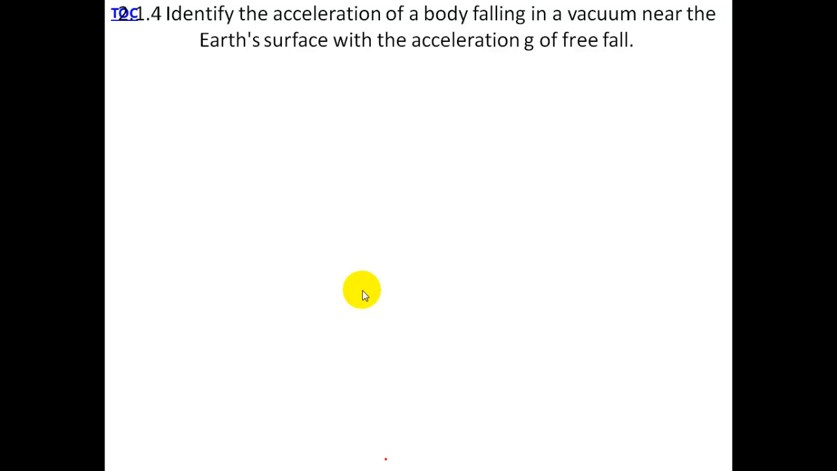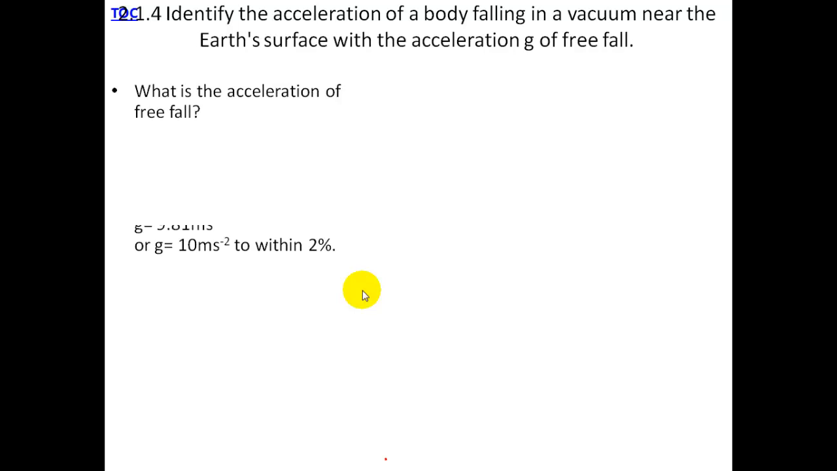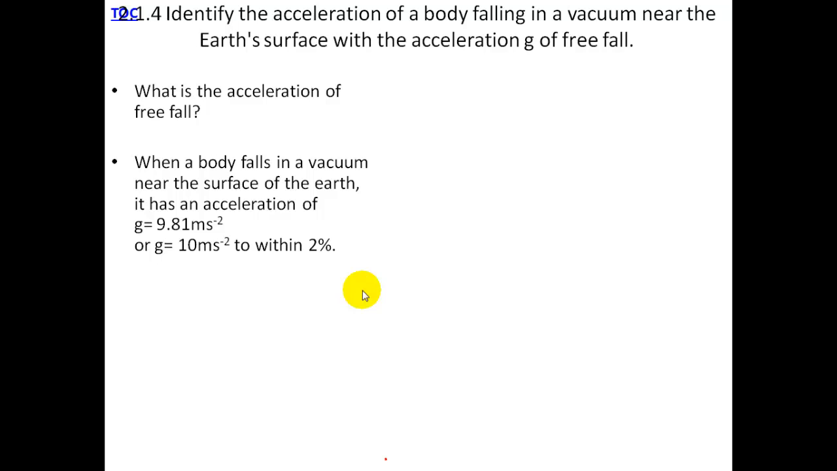If the mass changes with the same force, you will get different acceleration, so the mass can't be changing. Now, we need to identify the acceleration of a body falling in a vacuum near the Earth's surface with acceleration g of free fall. What is acceleration of free fall? Near to the Earth, it's about 9.81 meters per second squared, or you could say roughly 10 meters per second squared. This means that every second its speed increases in the vertical direction by 9.81 meters per second. So after 1 second it's going at 9.81. After 2 seconds it's going at twice that.